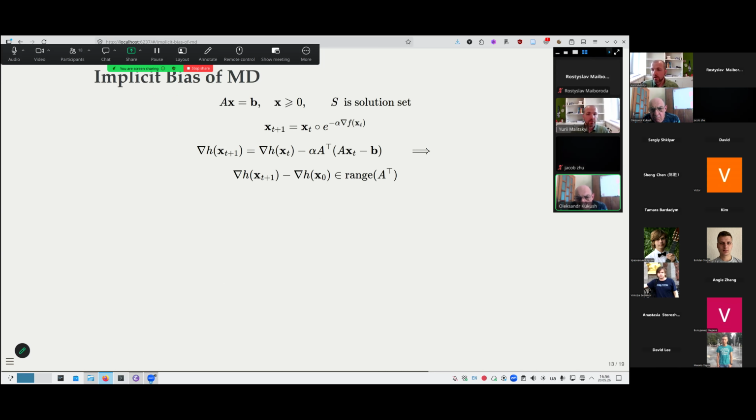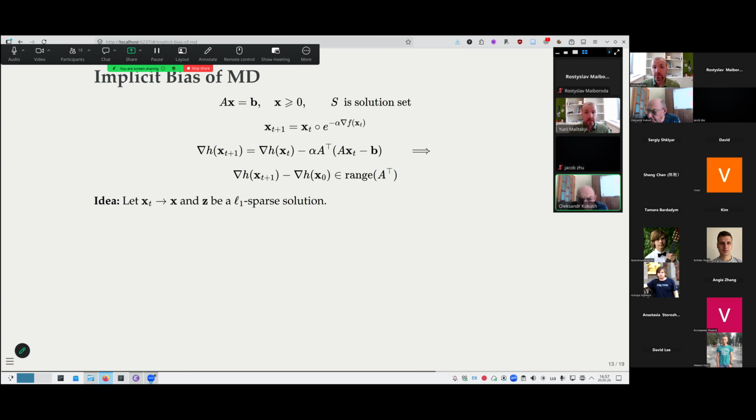And of course, by telescoping this formula, we immediately see that the gradient of h at x minus the gradient of h at the initial point will be in the range of A transpose, right? Because every consecutive difference is in the range of A transpose. So we just sum up all of this, and it's still in the range of A transpose. Now, we still have to prove convergence, but let's say in the end we assume that we converge to a solution, right? So let's assume that we converge to a solution x.